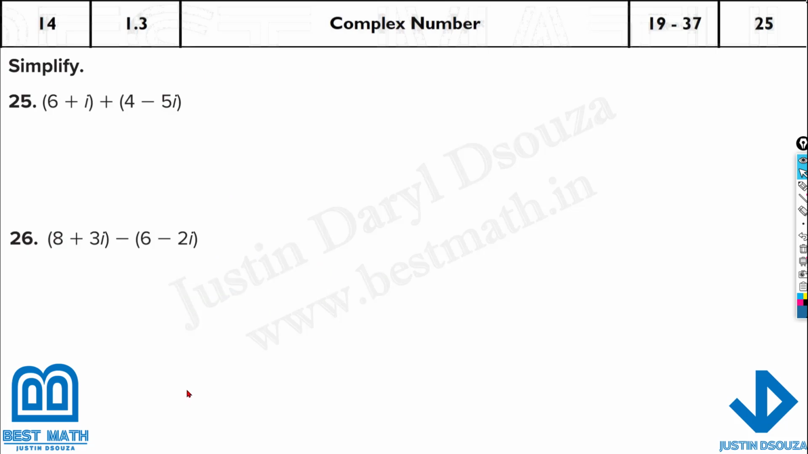How do we solve these? Now these are simple as well. 6 plus 4 is 10, plus, see now it's 1i minus 5i, it'll be minus 4i. You can also check your answers when it's complex numbers easily using your calculator. Not the previous type of problems, but the simplification can be done. Let me show you now.